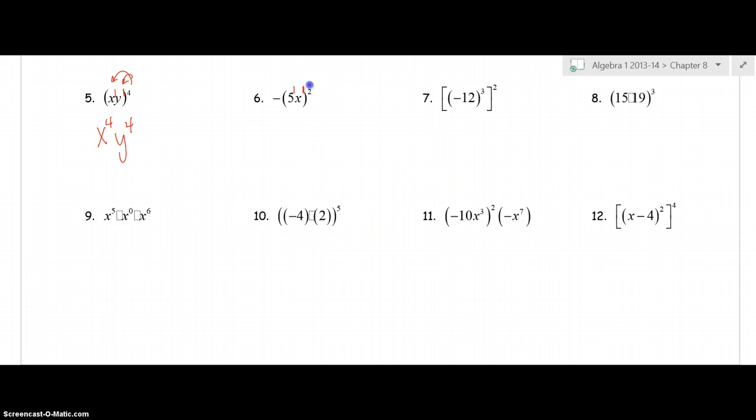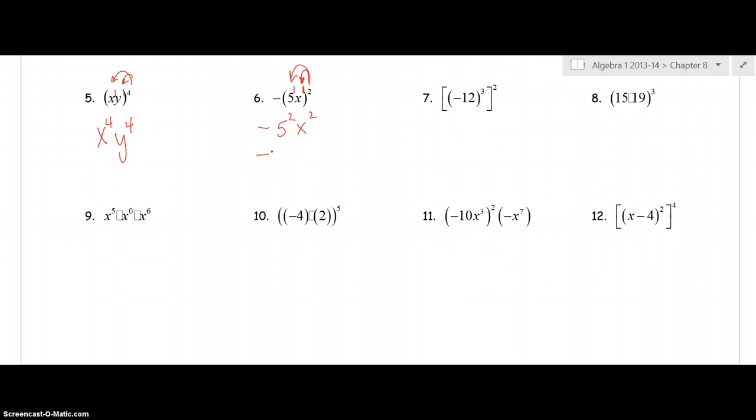We're going to distribute in. Now notice when I say distribute in, I'm distributing inside the parentheses. That negative is not touched, okay, because it's outside of the parentheses. So we're just going to bring that down, and we're going to work inside. So we're going to have 5 squared and x squared. Again, we have not touched the negative, so we can just bring that down.